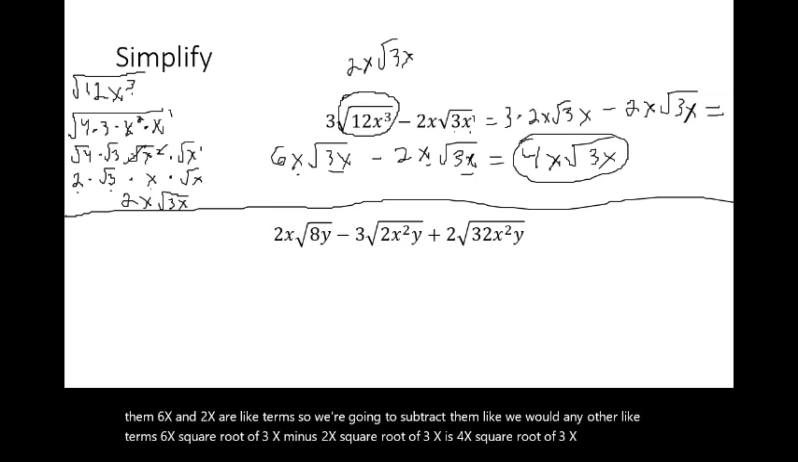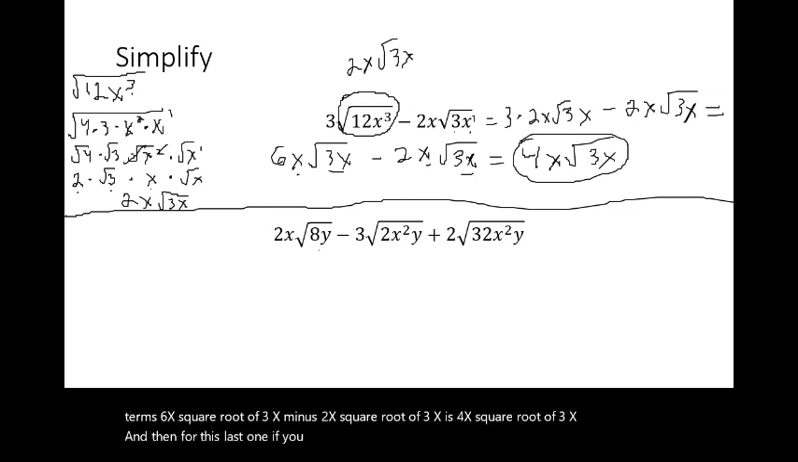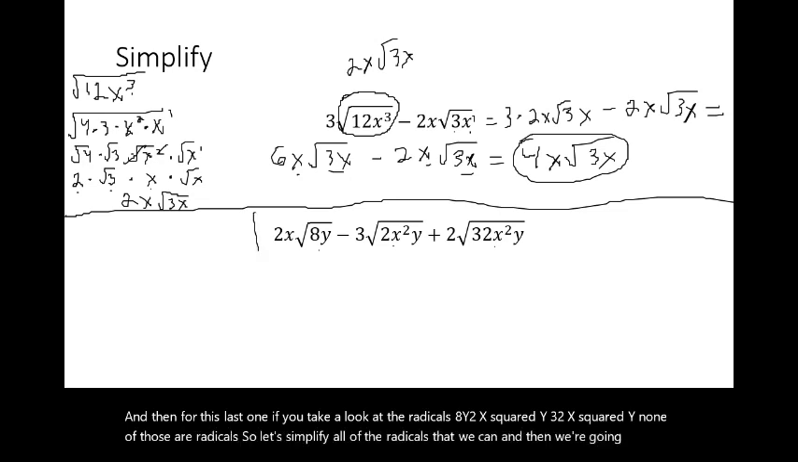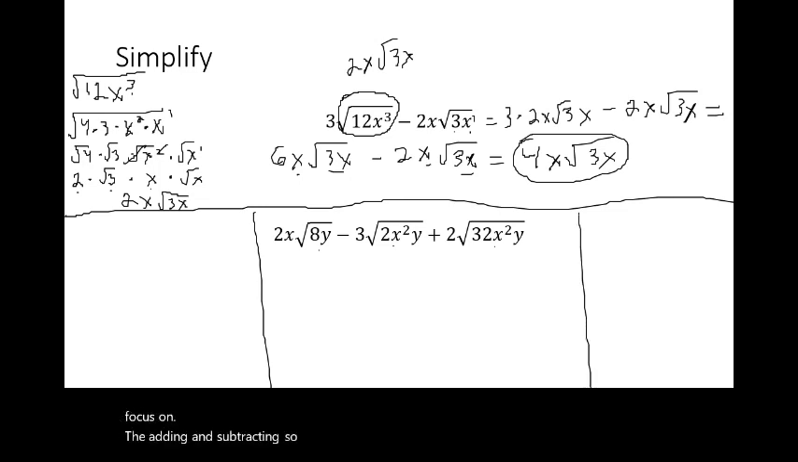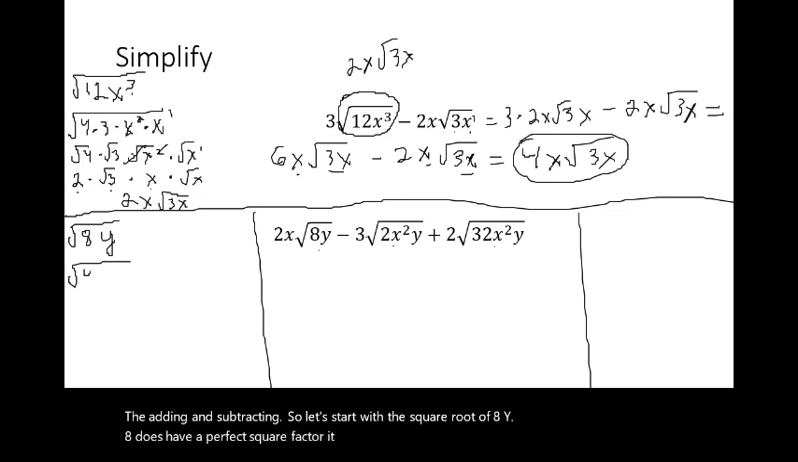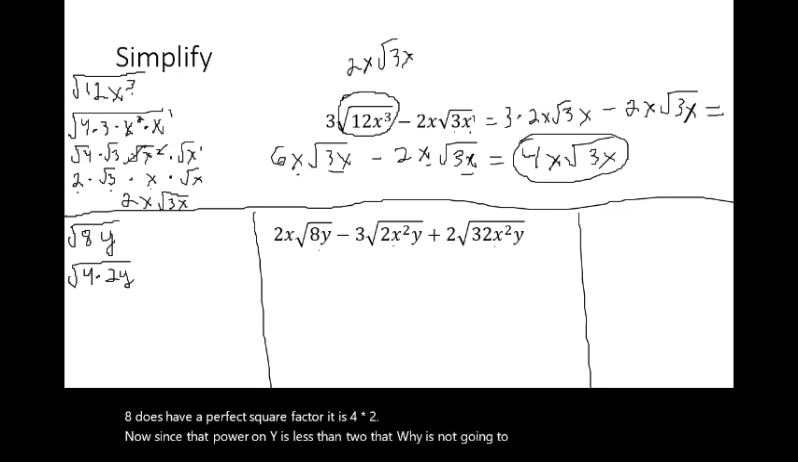And then for this last one, if you take a look at the radicals, 8y, 2x squared y, 32x squared y, none of those are like radicals. So let's simplify all of the radicals that we can, and then we're going to focus on the adding and subtracting. So let's start with the square root of 8y. 8 does have a perfect square factor. It is 4 times 2. Now, since that power on y is less than 2, that y is not going to simplify, so we're just going to leave it like this.